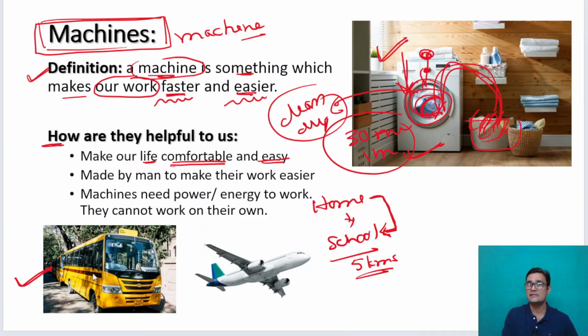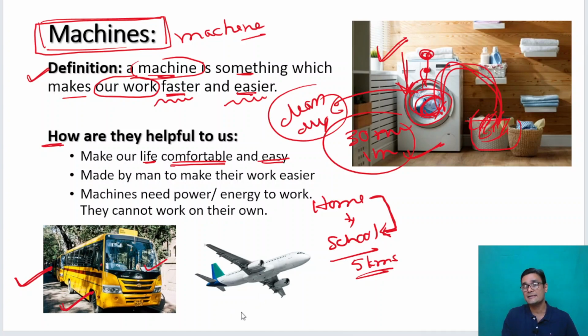But imagine if you have to just sit in a school bus and go. The school bus is driven by a driver. The driver takes you from the home to the school, from the school to the home. So a bus is also a machine. It is making our life easy and comfortable. Is it easy to walk from your home to school, or is it easy to sit in the bus and go from home to school? Of course, it is easy to sit in the bus.